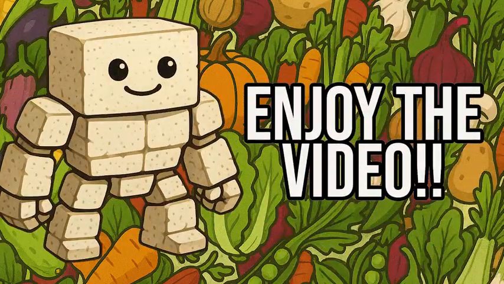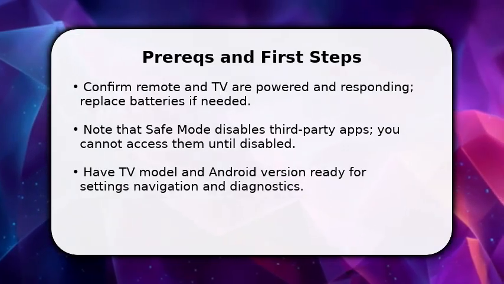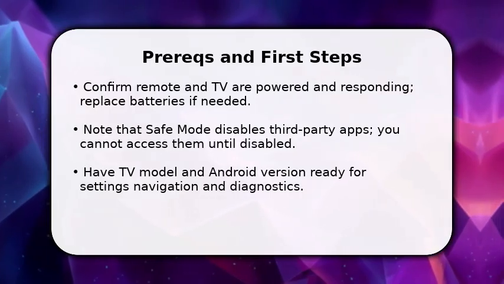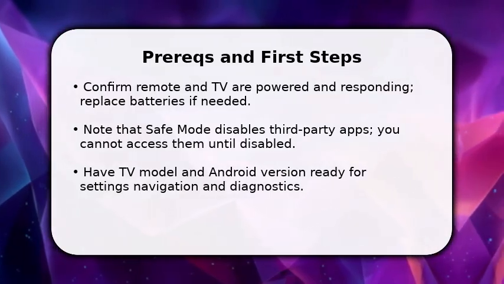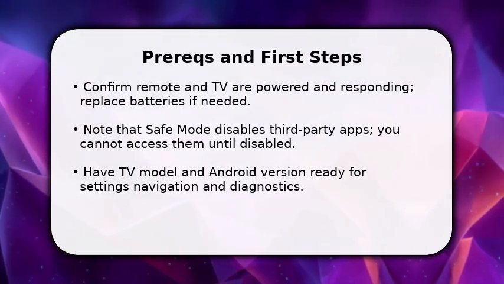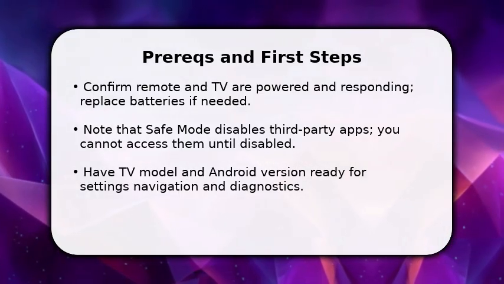Please enjoy the video. You start by confirming power and input. Make sure the TV and remote respond. Once done, note that Safe Mode only loads system apps and blocks third-party software. That's why apps disappear. You should also prepare your TV model and Android version so you can follow exact menu names. Now power cycle the box.